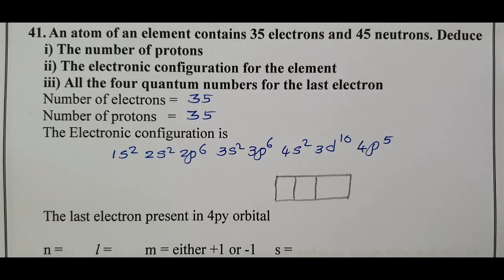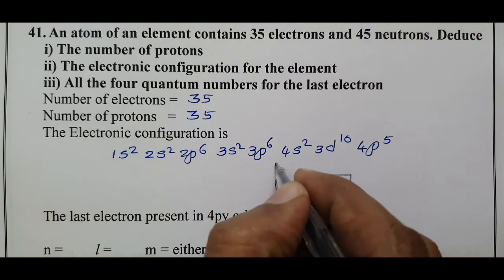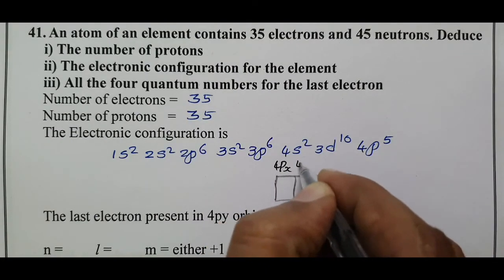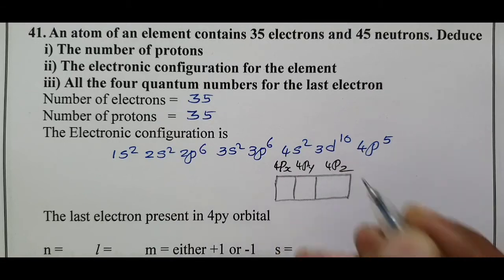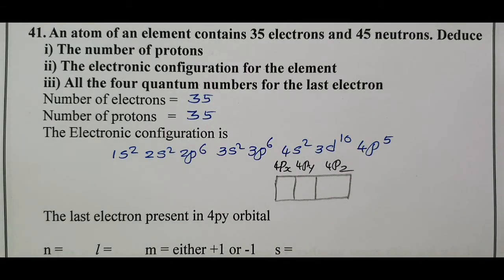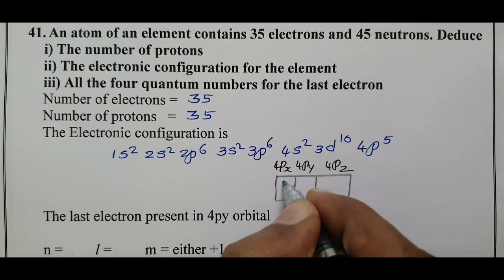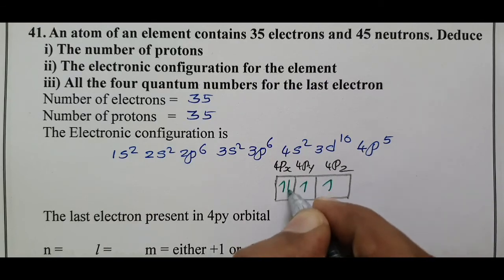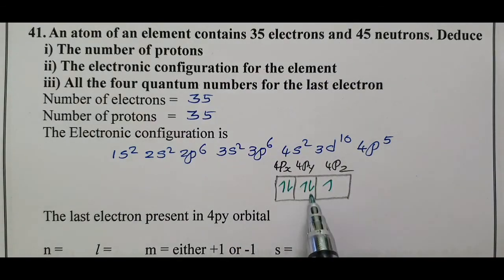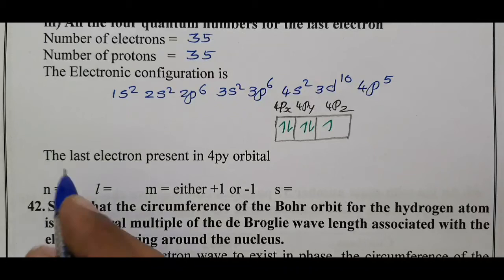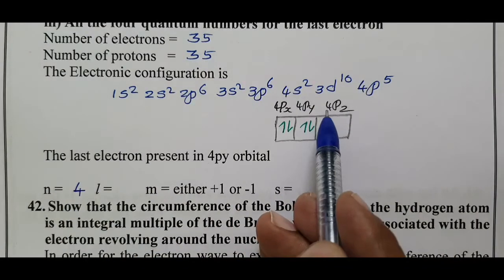The last orbital is the 4p orbital, in which there are three orientations for the p orbital: 4px, 4py and 4pz. When we fill the electronic configuration, 5 electrons in the p orbital according to Hund's rule, 1, 2, 3, 4, 5. The last electron is present in the 4py orbital. 4py orbital means the principal quantum number n value is equal to 4. This 4 is the n value.